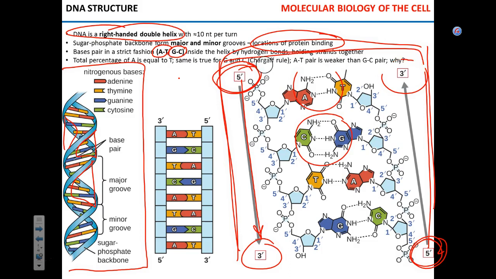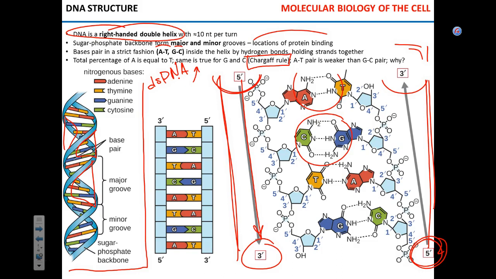Now, the last thing that I want to say about the DNA structure here is so-called Chargaff rule. So Chargaff rule formulates really simple. In the double-stranded DNA molecule, the total percentage of adenine, or A, equals the total percentage of thymine, T. And the total percentage of guanine, G, equals the total percentage of cytosine, C.